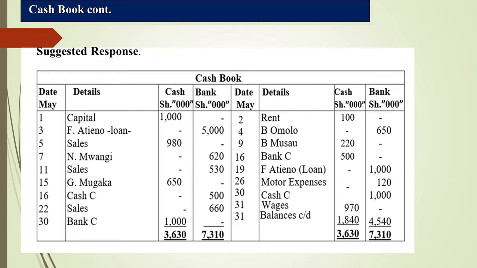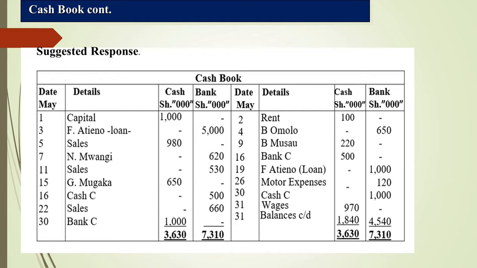The bank column, the total is 7,310,000 Kenya shillings. On the left-hand side, the cash, the total is less than what we have on the debit side, meaning we had more cash than we spent. So what is the balance remaining, which we need to add on the right hand side, so that it can balance? The balance is 1,840,000. That is cash.